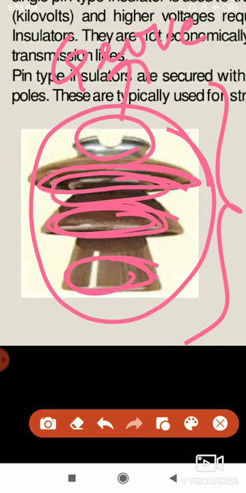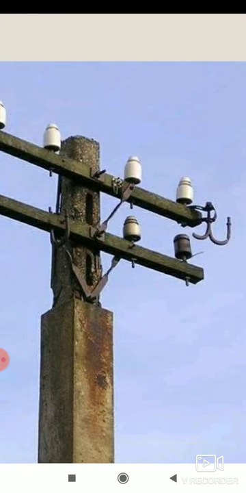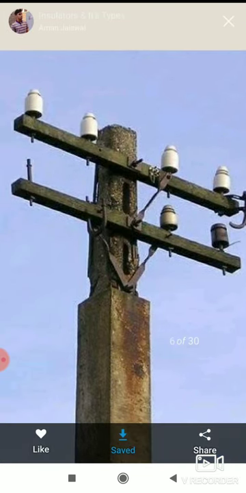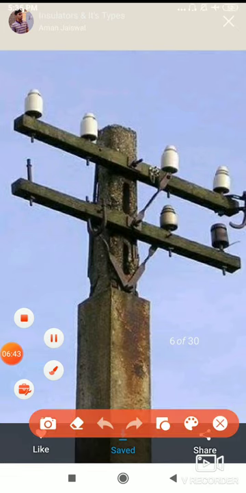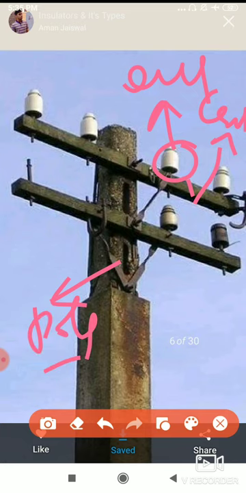All right, now you will see how the pin type insulators are going to be installed. These are the representations of pin type insulators, right? This is a pin type insulator, which is connected to the cross arm. This is the cross arm, this is the insulator, and this is a pole, right? The pin type insulator is connected to the cross arm, and that cross arm is connected to the pole. That means we are providing proper insulation between the conductor and the supporters.